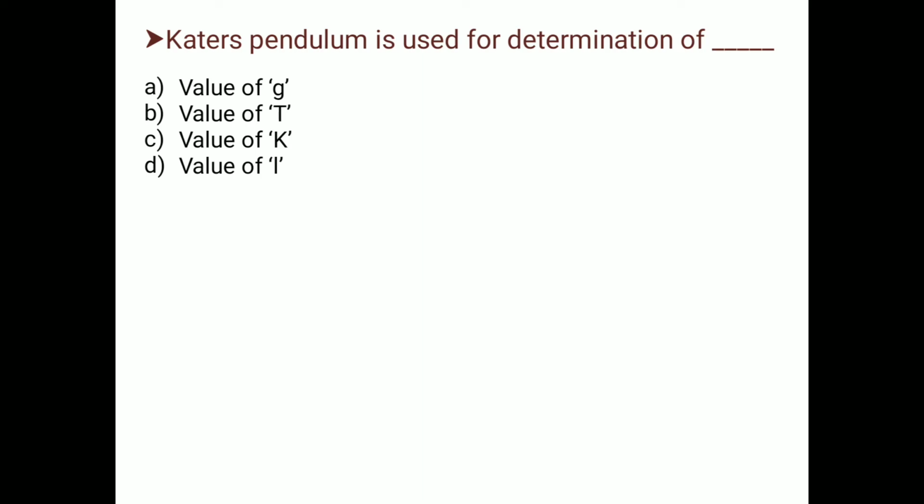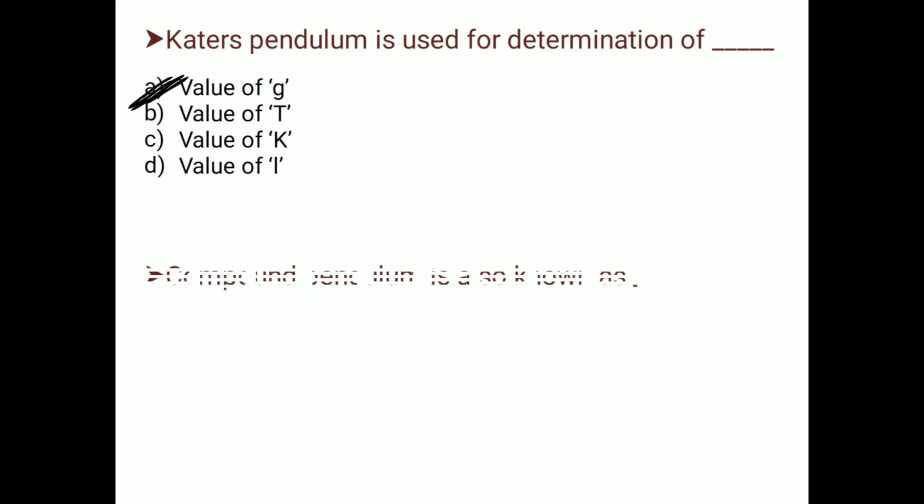Yes, by using Bessel's formula and after performing the Kater's pendulum experiment, we will get the accurate value of g, that is acceleration due to gravity. So Kater's pendulum is used for determination of the value of g. So A is the correct option, that is acceleration due to gravity.